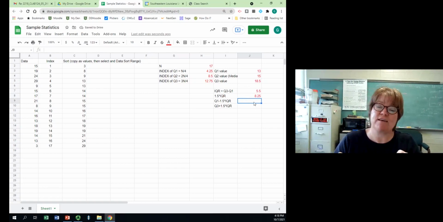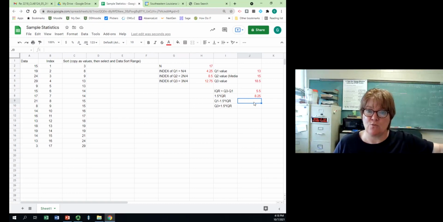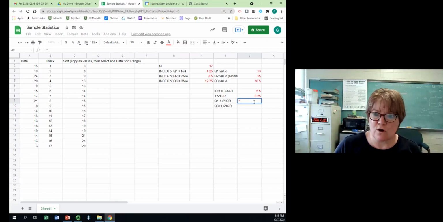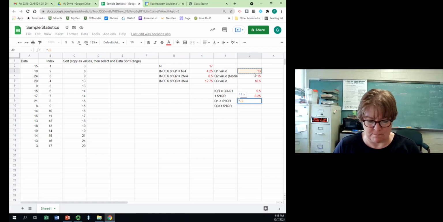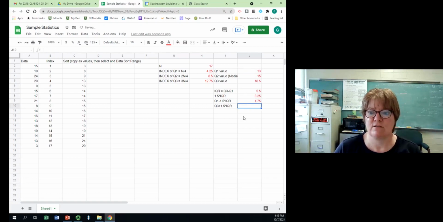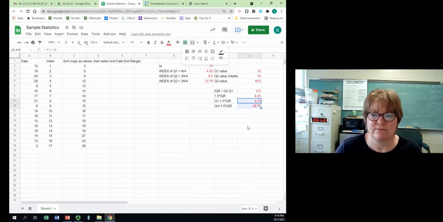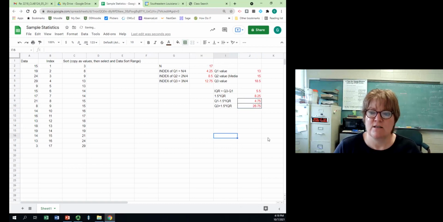8.25. Now I want to find the lower outlier boundary and the upper outlier boundary. So I subtract 1.5 times the range from Q1 and I add it to Q3. So Q1 is 13 minus 8.25, 4.75. And this one equals Q3 plus 1.5 times the interquartile range. So it says 4.75 and 26.75. Those are the numbers I'm going to use to pick outliers.